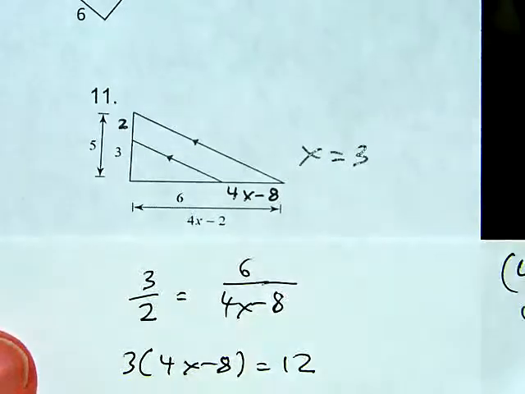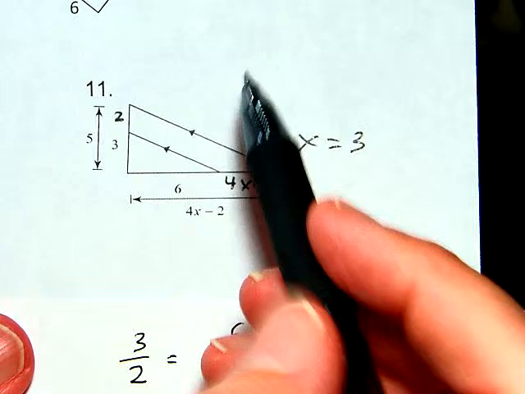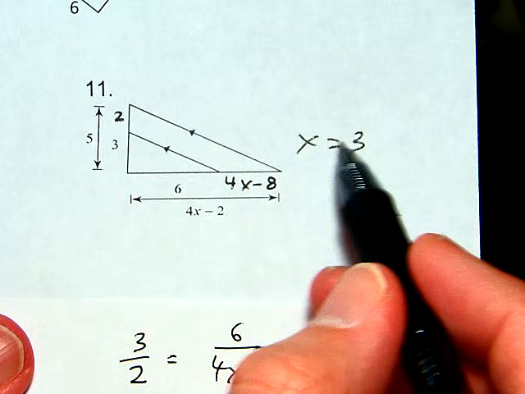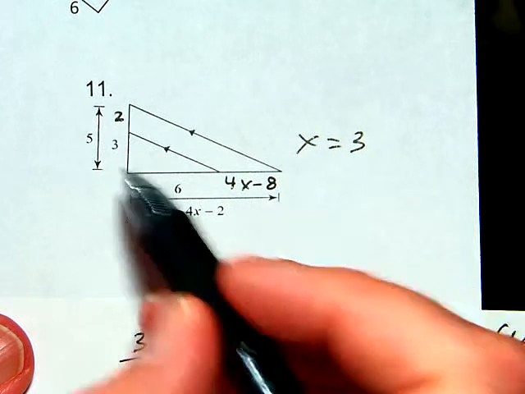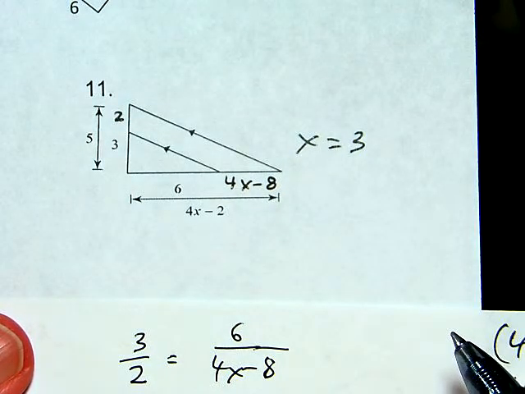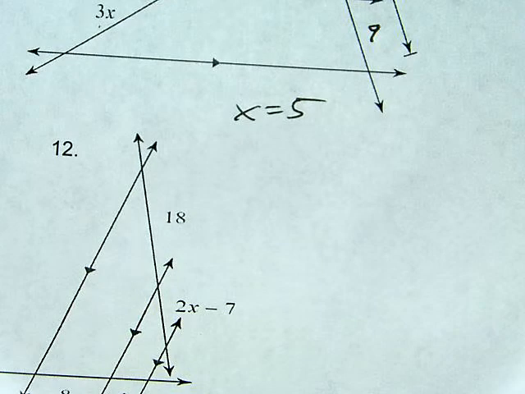And let's just check it. So 3 is to 2 as 6 is to... well, 12 minus 8 is 4. So 3 is to 2 as 6 is to 4? Yeah, definitely. Okay. Let's move on to number 12.